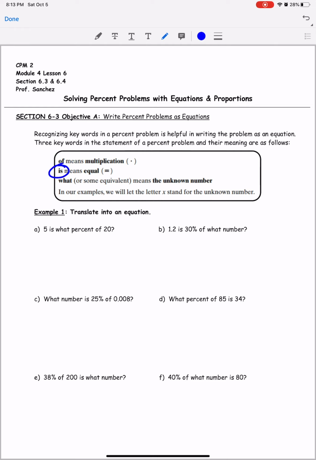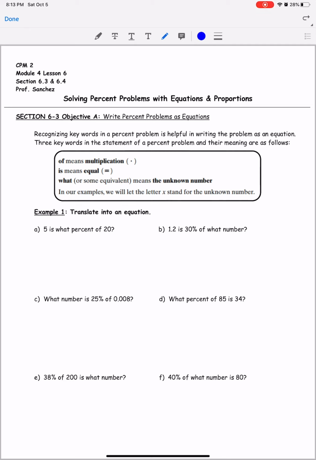When we see is, that means your equal sign. That one we should also already know. And whenever we read the word what, that is our unknown number, and we're going to let X stand for any of our unknown numbers. So you literally keep this in order. When you see of, we'll put a multiplication. When we see is, we put equals. When we see what, that's where my X goes.